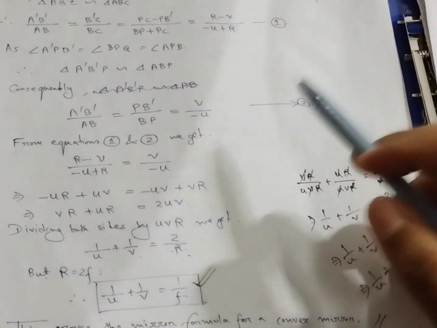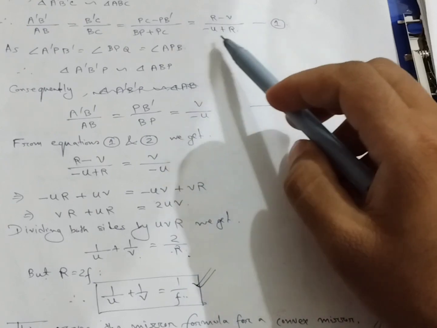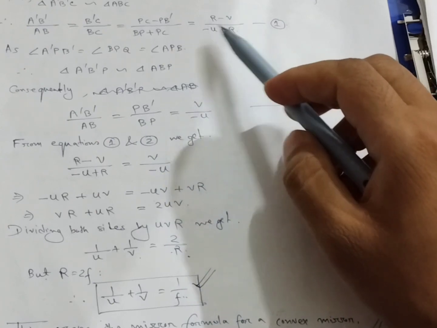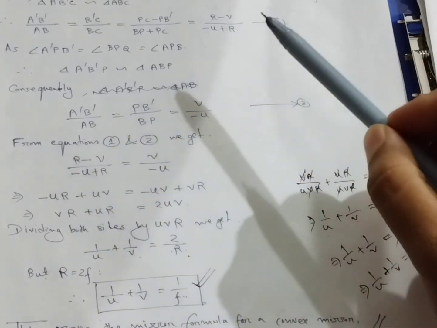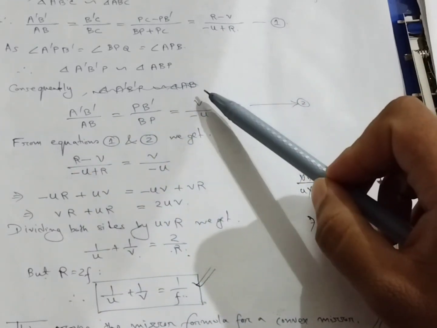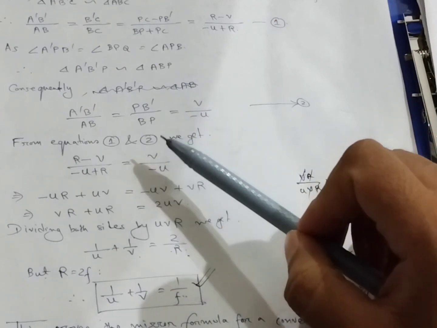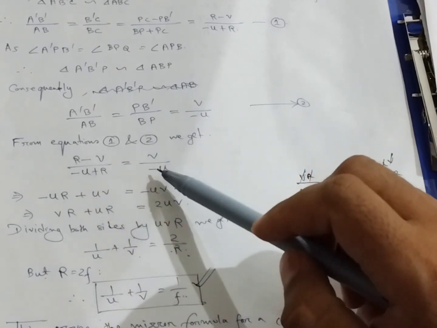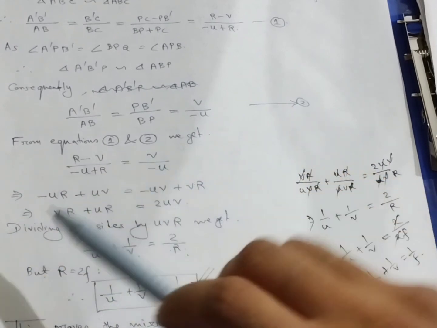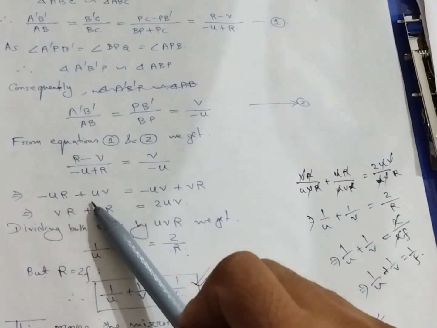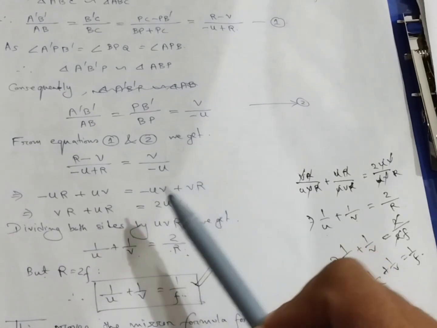So we can write R minus V divided by minus U plus R, that is, R minus V divided by minus U plus R, is equal to the right hand side of equation 2, which is V by minus U. Then we cross multiply it. Then we get minus UR plus UV is equal to minus UV plus VR.